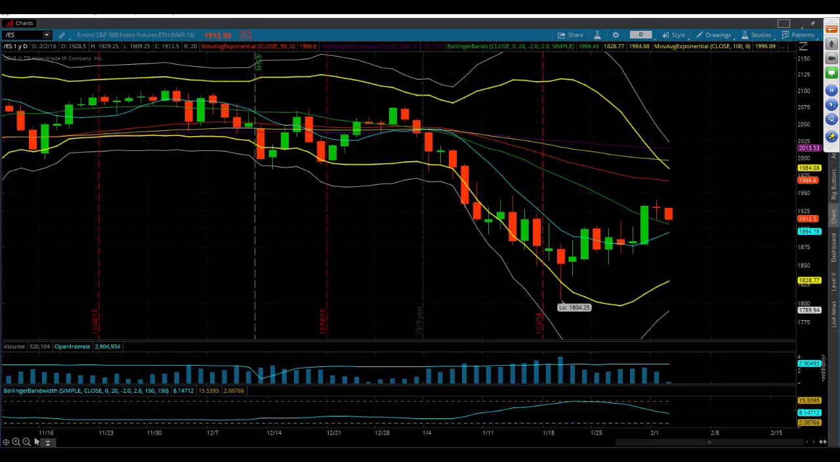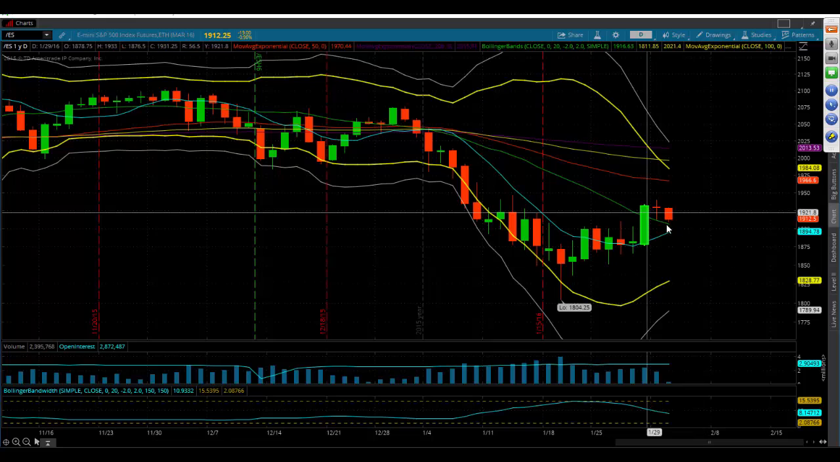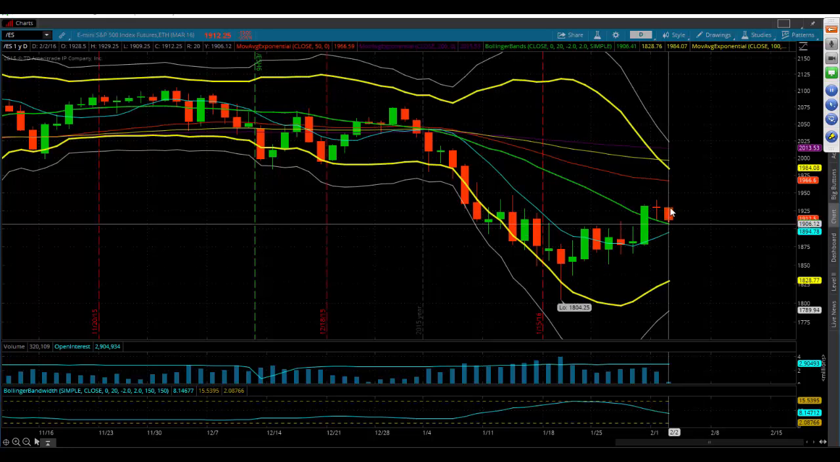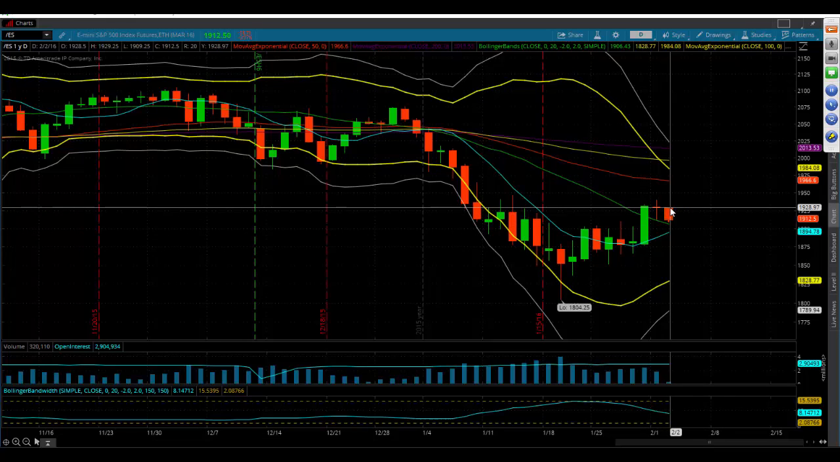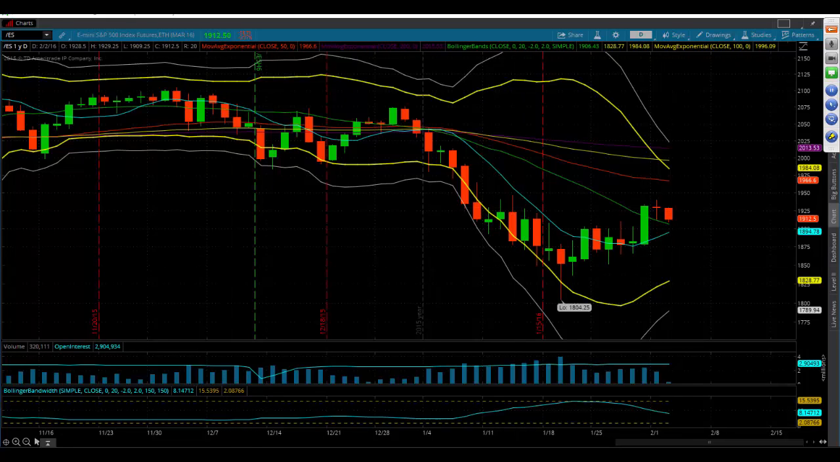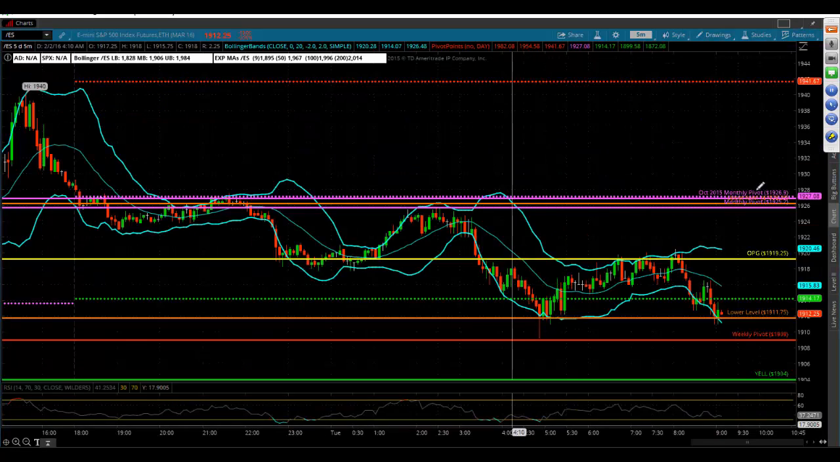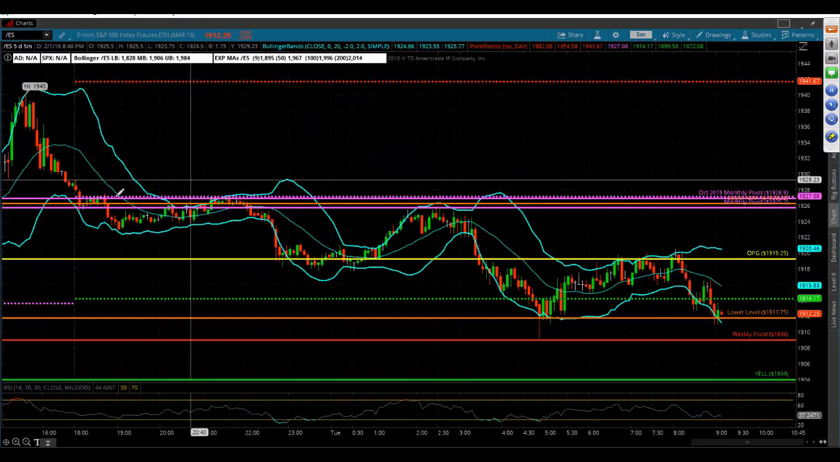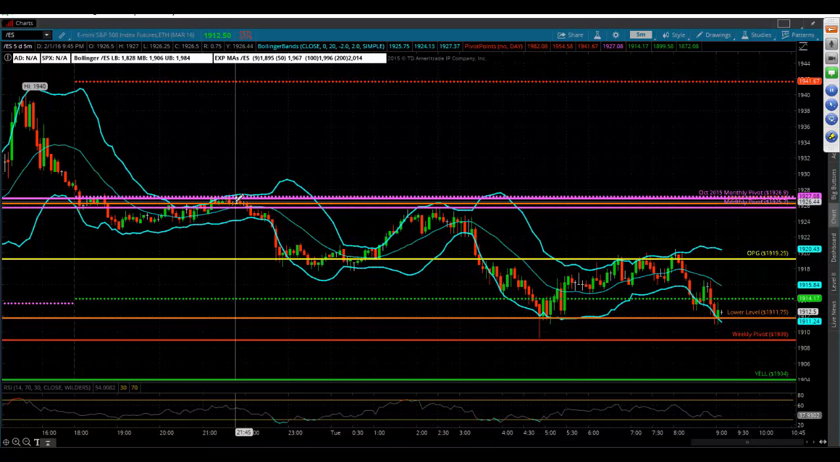Okay, daily chart of the E-mini. And what we saw yesterday was you saw the mid-band hold. Now, your daily mid-band is coming in at 1906.43. What we've seen in the overnight is multiple attempts to try to convert the monthly pivot to resistance.